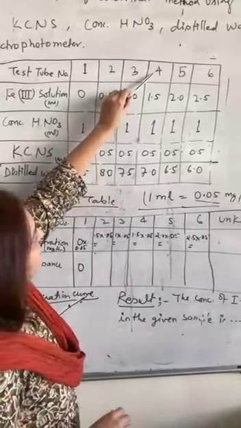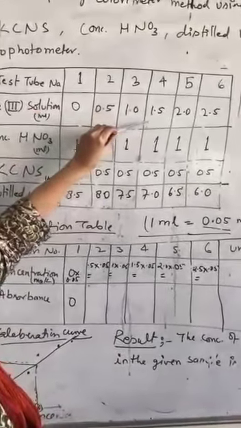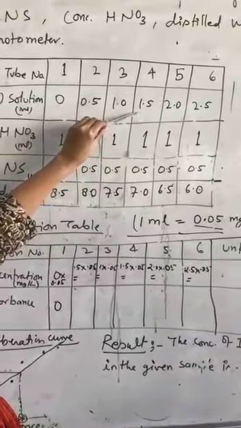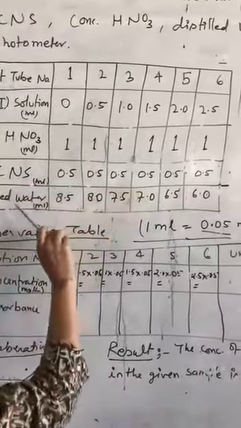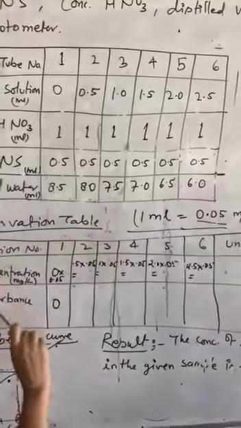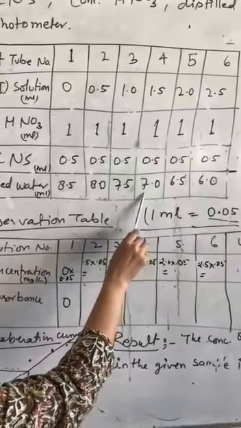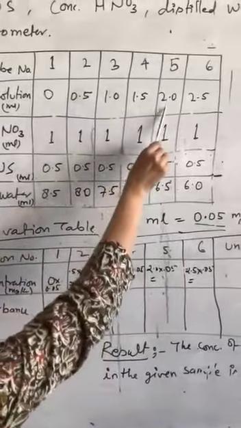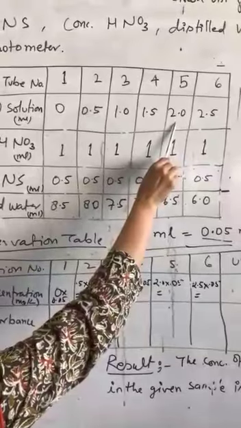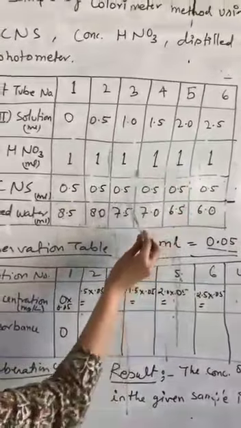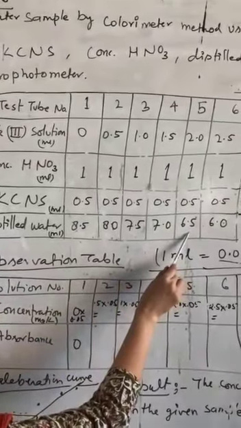In the same way, in the fourth test tube, we have to increase the concentration of iron sample. In this, we have to add 1.5 ml iron sample, 1 ml HNO3, 0.5 ml KCNS and the rest distilled water, which is 7.0 ml. In the same way, we prepare the fifth test tube: 2 ml of iron 3 solution, 1 ml HNO3, 0.5 ml KCNS and 6.5 ml distilled water.